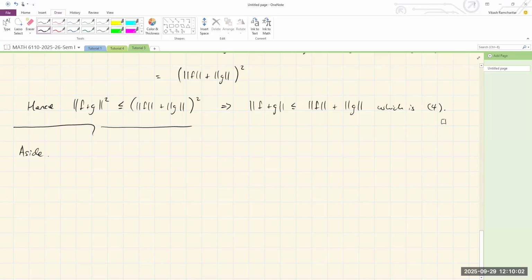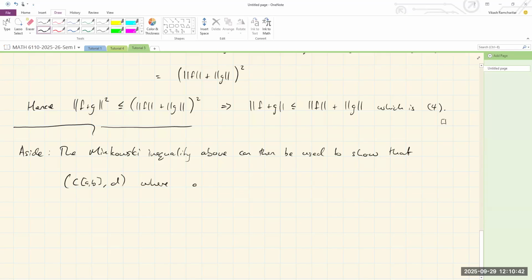So I'll put the Minkowski inequality above can then be used to show that this space, I'll put C[a, b] comma d, where remember we defined the distance between two functions: we are going to subtract their function values, take the modulus of it, square it, integrate it from a to b, and square root this whole thing, is a metric space.